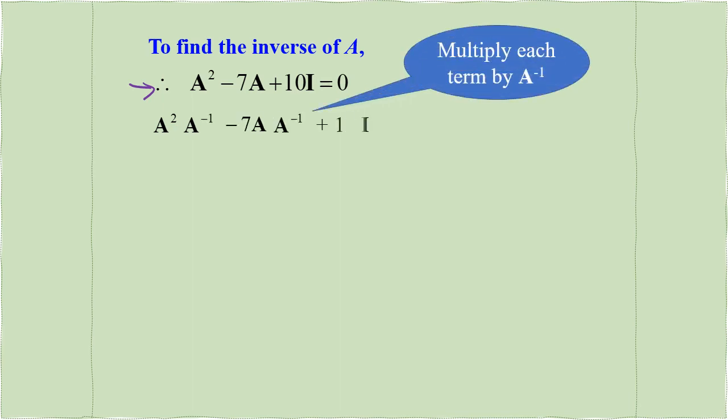This means that to find A inverse, we can use this equation: A squared plus mA, which is negative 7A, plus nI, which is 10I, equals 0. Since we have A squared, we can introduce A inverse into the equation. We multiply every term with A inverse on the left side and the right hand side. So what do we get? Here is A multiplied by A inverse, so A times A inverse is equivalent to I.